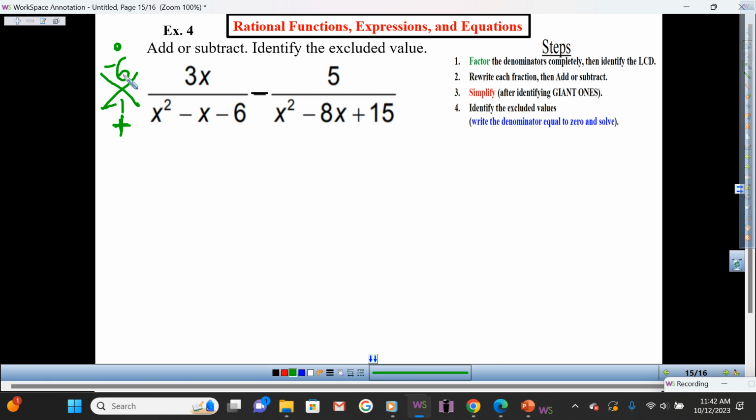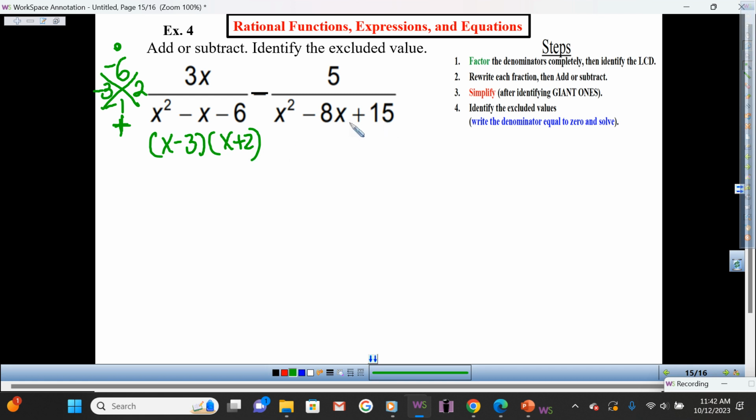Two numbers. Give us those numbers. Martin, what are those numbers? He said -3 and 2. -3 and 2. -3 times 2 is -6. -3 plus 2 is -1. So my factors for this one are x minus 3, x plus 2.